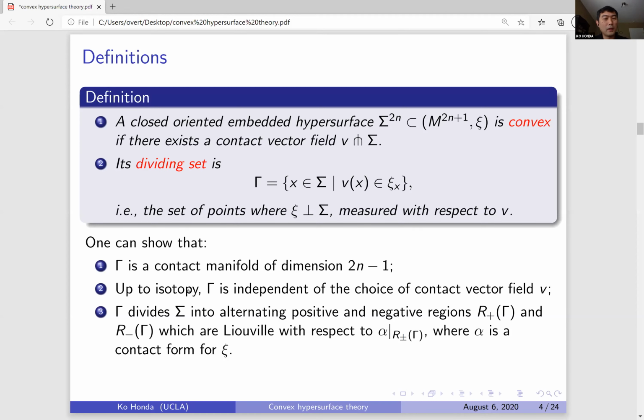And Gamma divides Sigma into alternating positive and negative regions, R plus of Gamma and R minus of Gamma, which are Liouville with respect to the restriction of alpha to these two subdomains, where alpha is a contact form for C.